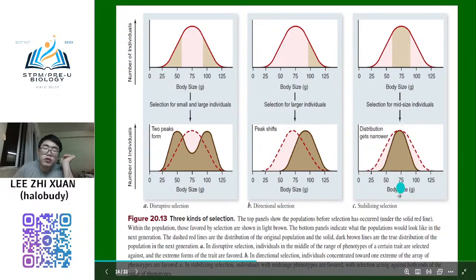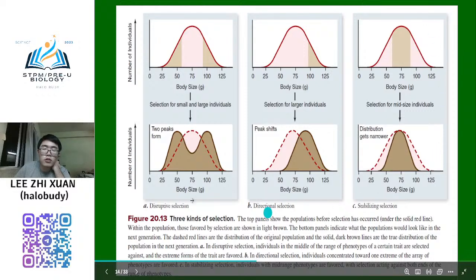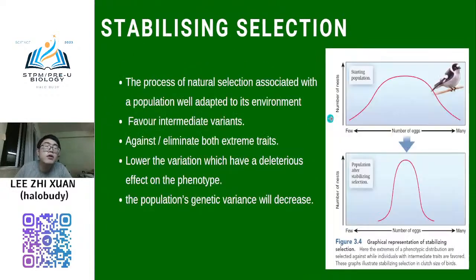Disruptive, directional, and stabilizing. All of you already mentioned. So this one is very important in natural selection. These three: stabilizing, directional, and disruptive. So we go one by one. Normally the first one is stabilizing.